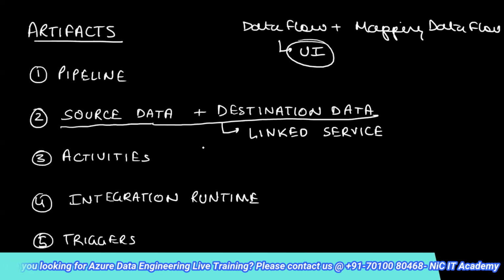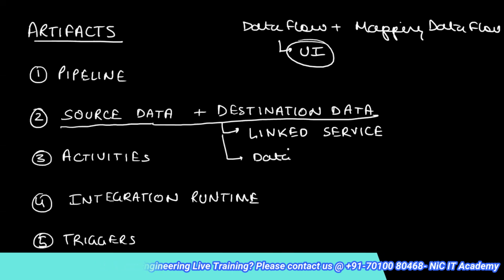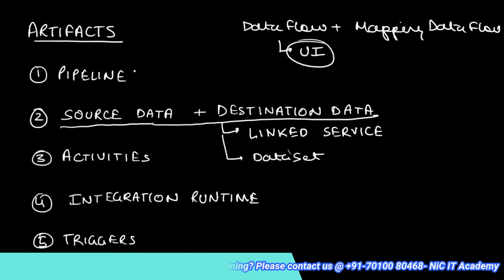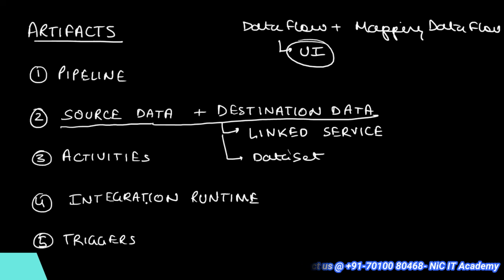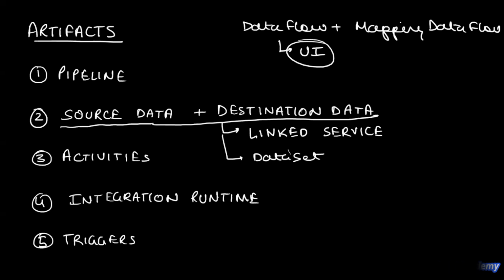Correct. And when I'm defining the source data and the destination data using the linked service, I define something called a data set also. So pipeline, linked service, data set, activities, integration runtimes, triggers, and data flows, they're all your artifacts within Data Factory, right? Artifacts basically mean the components.